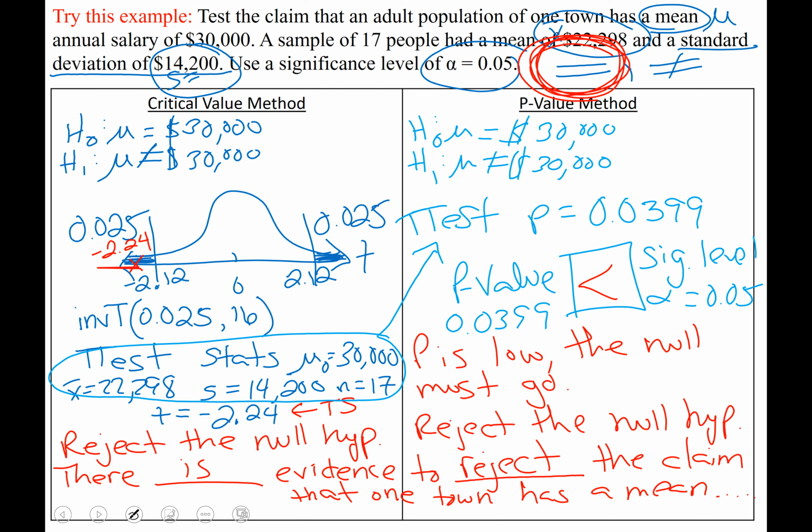And the conclusion is exactly the same. There is evidence to reject the claim that one town has a mean annual salary of $30,000. So there are your two methods side by side. I hope that helps you see the differences as well as the similarities in the two methods.